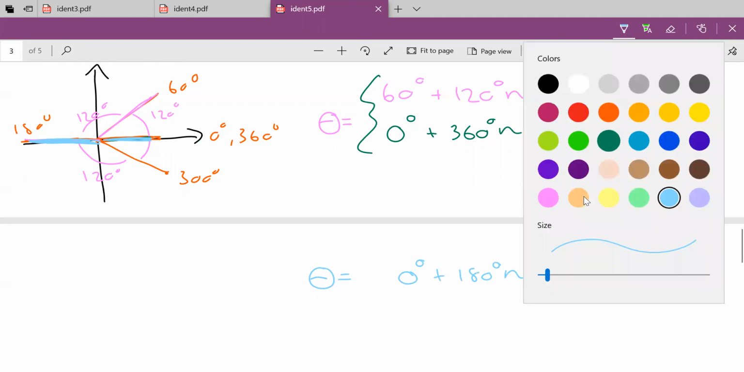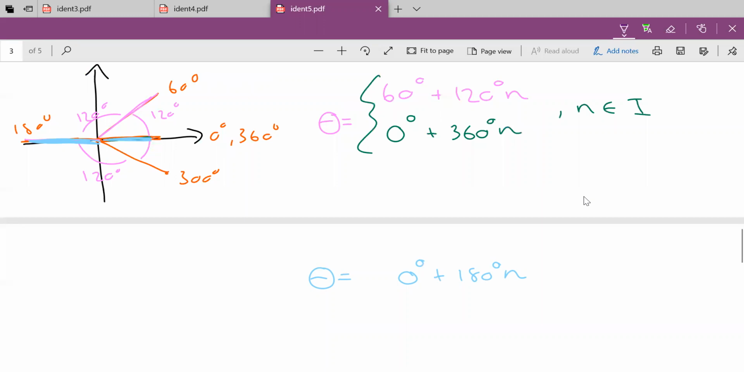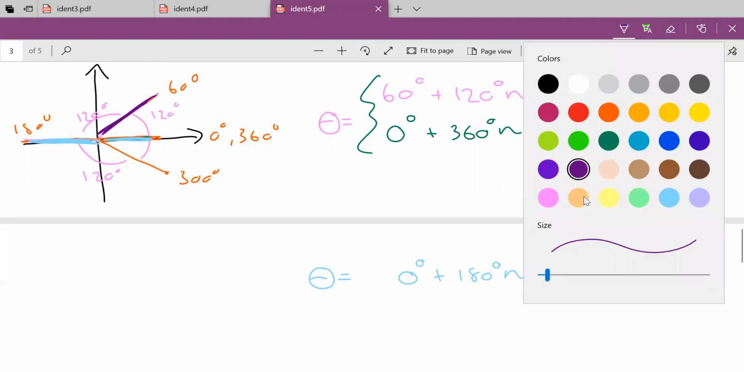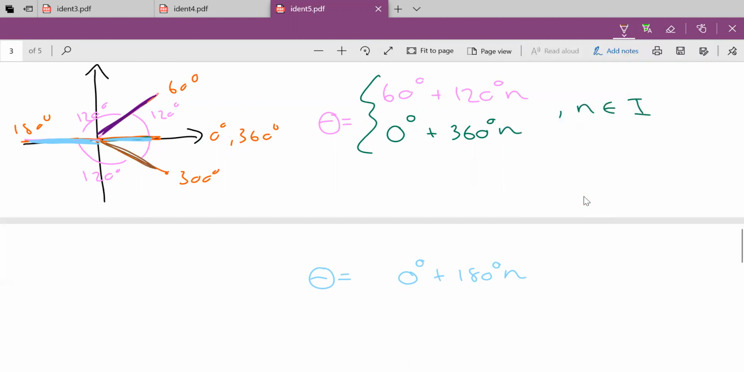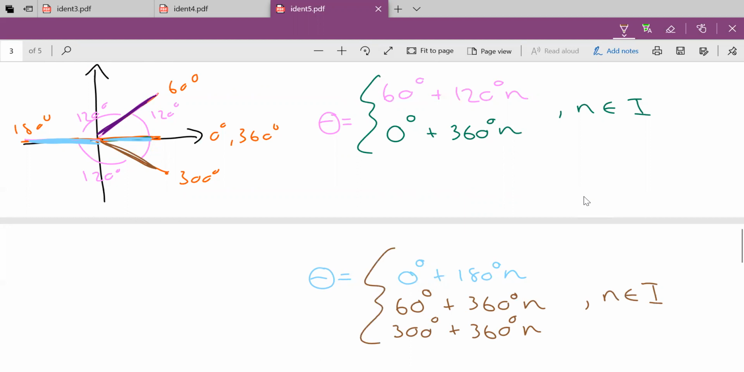Well, what about my other two terminal arms if I'm looking at it this way? Well, here's 60 and here's 300. Well, there's no distance pattern-wise that those two angles are traveling to get back to each other. So all I would do here is I could do this. 60 plus 360n and 300 plus 360n, where n is a member of the integers, and there it is.